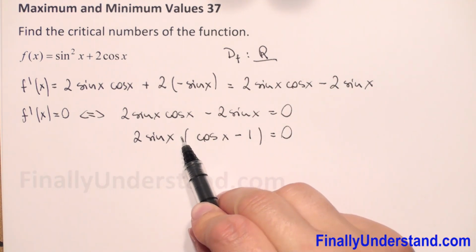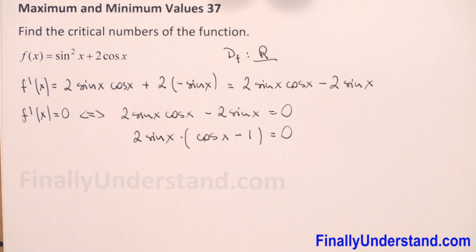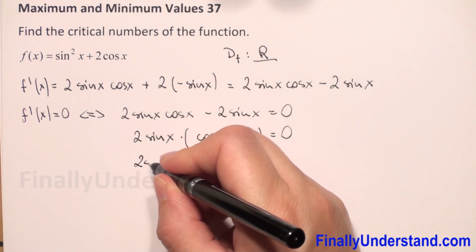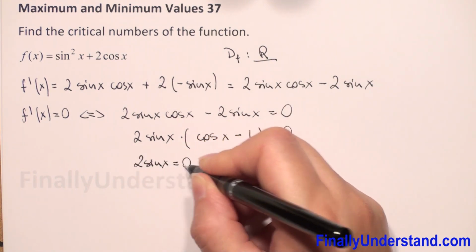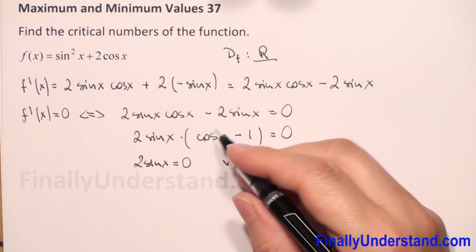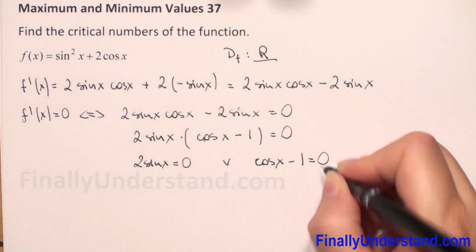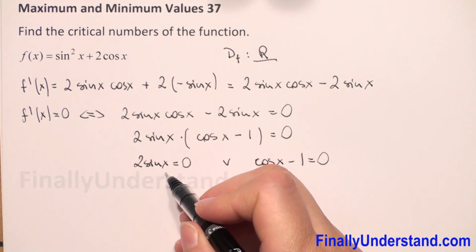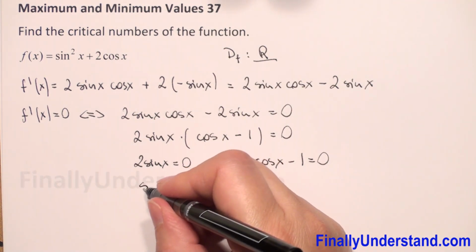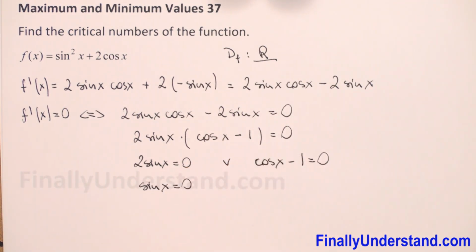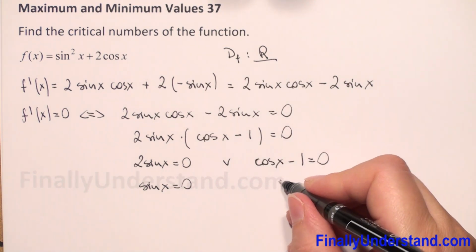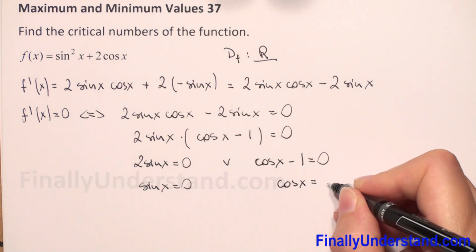So we have a multiplication, which will be 0 when 2 sine x is 0, or when what we have in parentheses, cosine x minus 1, is 0. So I will divide both sides by 2, so we have sine x equals 0 as the first equation, and the second is cosine x equals 1.